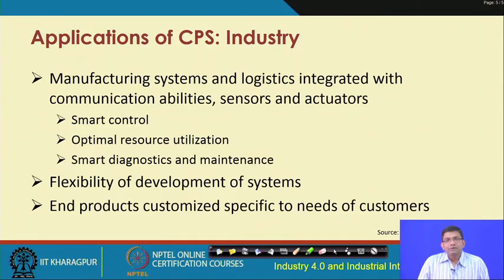These smarter cyber physical manufacturing systems can perform different things such as smart control, optimal resource utilization, smart diagnostics and maintenance, safety of the industrial environment, safety of these machines, and smart monitoring of the health of these machines. So all of these things could be performed using cyber physical systems attached to machines which have been made cyber physical. These would be examples of cyber physical systems for use in the manufacturing industry.